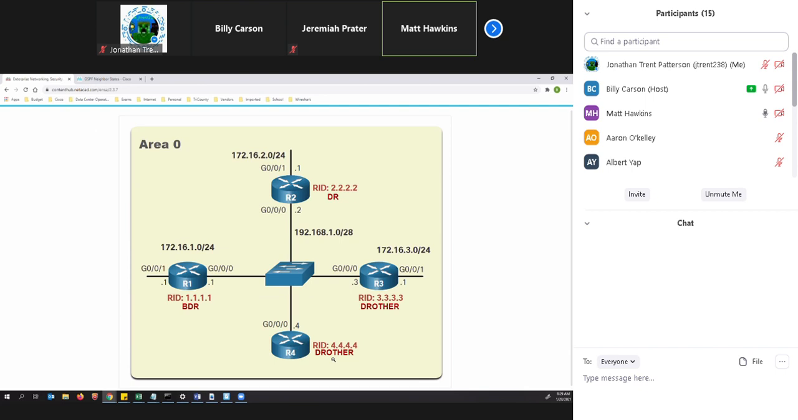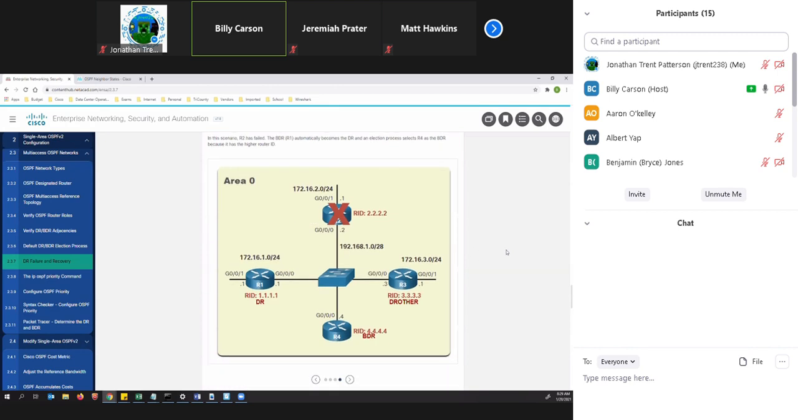Because the DR and BDR function normally. Yeah, the DR and the BDR function normally. We've already had this election. As long as nothing changes, we're not going to strip them of that title. So that's why that guy came up as a DROther here.